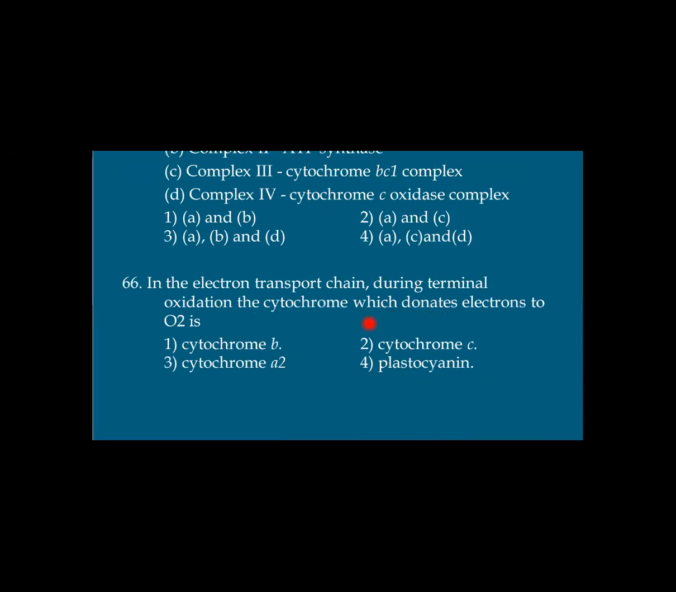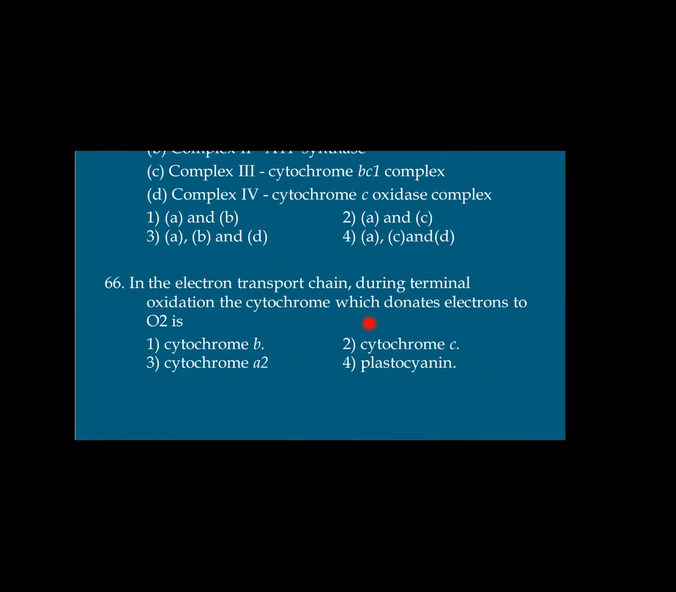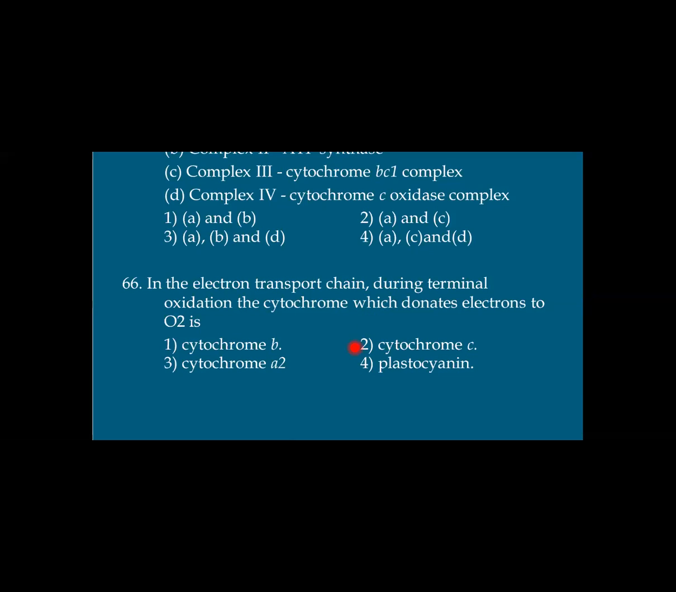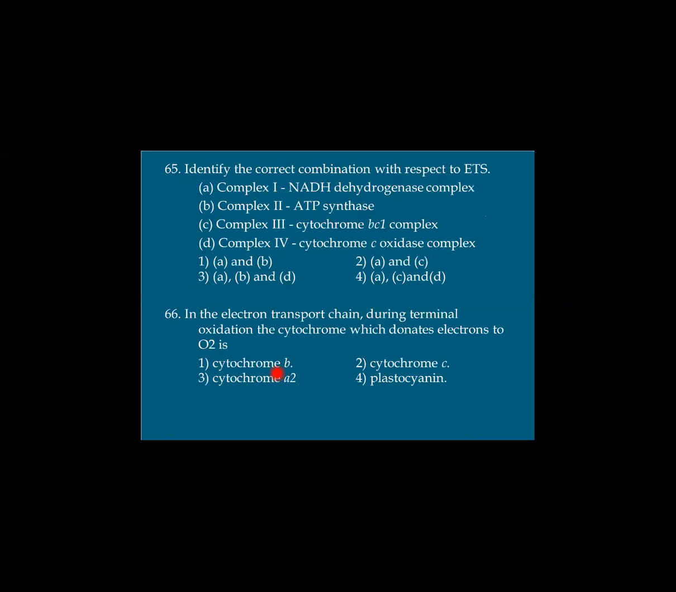Question number 66. In the electron transport chain during terminal oxidation, the cytochrome which donates electrons to oxygen. Again, a repeated question here. So what should be the answer? A3. So there is a typing error here. Cytochrome A3, not A2. It should be A3. Option 3 is the right answer.